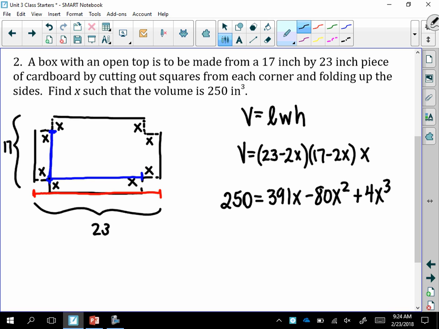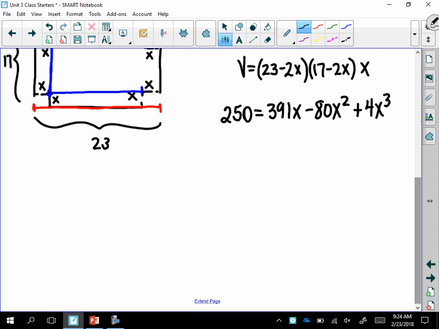And now we're dealing with a polynomial equation, one that is similar to problems that we've done already. What I'll do is I'll set it equal to 0. Wait, what about the negative 46x from 17? I did 23 times negative 2x, which was negative 46, and then negative 2 times 17, which gives you that negative 34. So I have 4x cubed minus 80x squared plus 391x minus 250. I set it equal to 0.